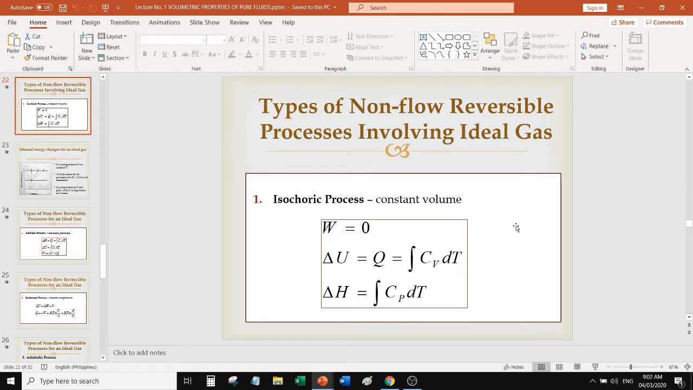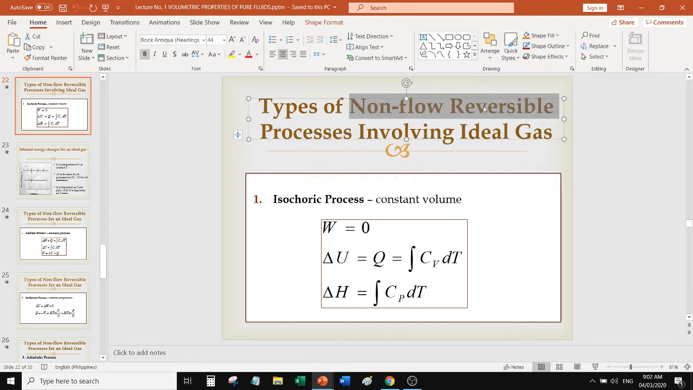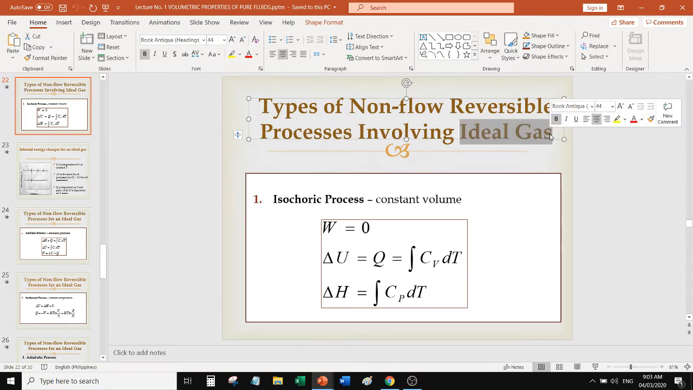Alright, let's review quickly the lesson from last week. Again, there are special types of processes for ideal gas. So all of these three conditions have to be true in order to use these equations. The first is it should be non-flow, and the process should be reversible, and of course the gas should be an ideal gas. The first process is isochoric, or constant volume.